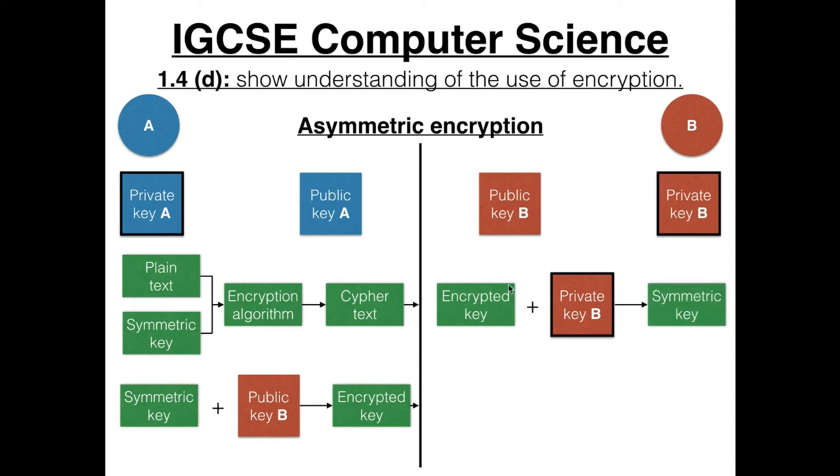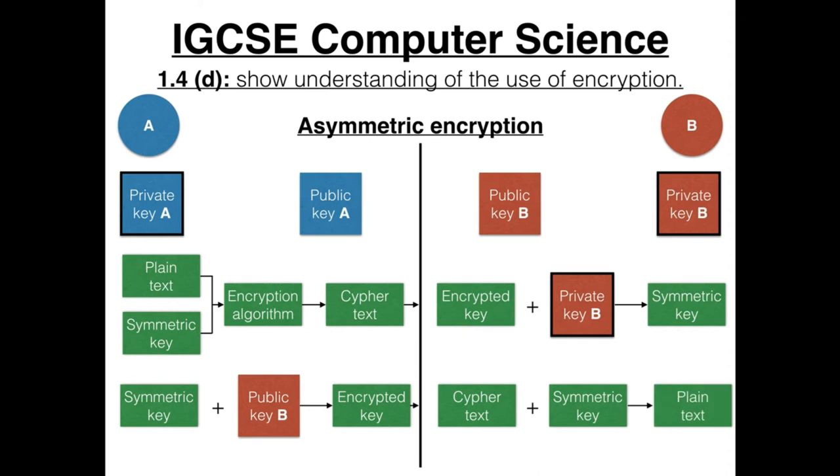So then, once the encrypted key is decrypted, the symmetric key is recovered. Then the ciphertext is decrypted using the symmetric key, and then the plain text is produced. And that's pretty much how it works. Any confusion? Just go back to whenever I started this, or look online. Either way, it's fine.